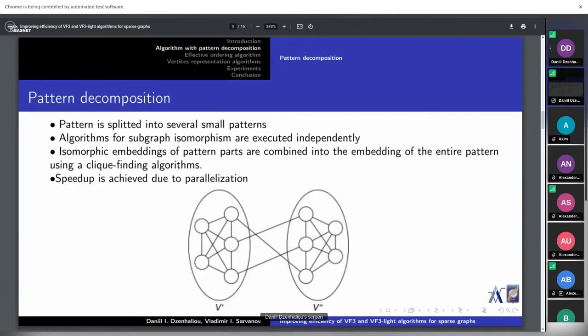Okay, so in this paper, we introduce how we can improve these algorithms. The first idea is pattern decomposition. When we split the pattern into several small patterns, we can execute algorithms for graph isomorphism independently. And then we can combine embeddings of pattern parts into embeddings of the entire pattern using clique-finding algorithms. So this idea leads to a speedup achieved due to parallelization.